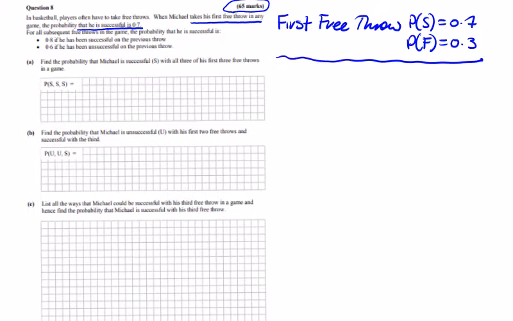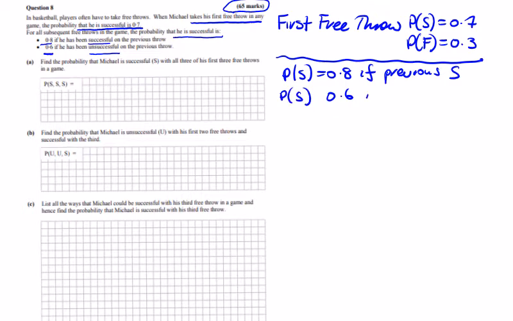For all subsequent free throws, the probability that he is successful is determined by whether he has been successful or unsuccessful on the previous throw. So 0.8 if he has been successful, so the probability of success is 0.8 if the previous was S, and 0.6 if unsuccessful. So the probability of success is 0.6 if not successful on the previous. So find the probability that Michael is successful with all three of his first three free throws.